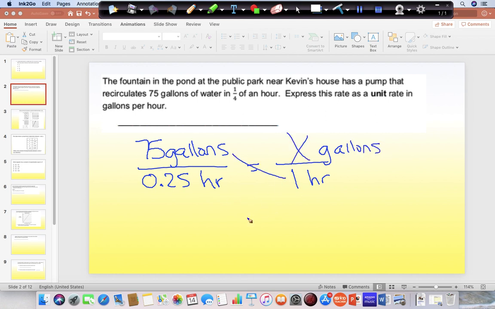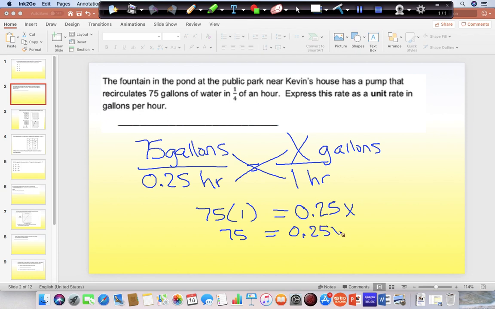So remember, again, we're going to cross multiply. We can actually cross multiply both ways, and this will help us in solving our equation here. So 0.25 times x is 0.25x. 75 times 1 is 75. We want to do the opposite of what it is telling us. Right now, x is being multiplied by 0.25, and we want to do the opposite of that and divide both sides by 0.25.